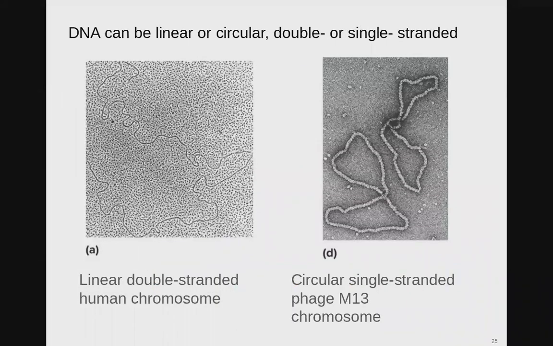Now, DNA, it's double-stranded, but DNA itself can be single-stranded as well. DNA can be linear or it can be circular. So when we were talking about the bacteriophages, they had a single linear piece of DNA. When we were talking about the strep pneumoniae, it had a single circular piece of DNA.